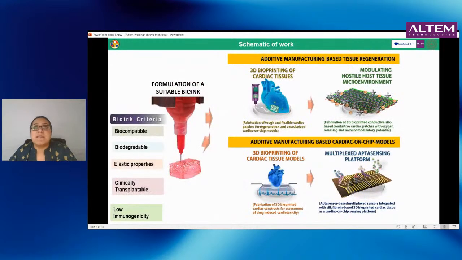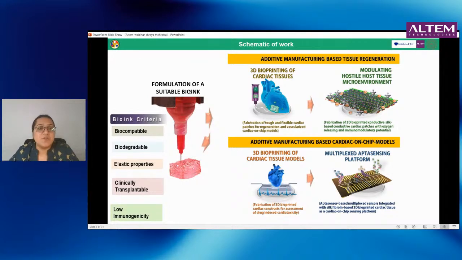So with these four stringent requirements, we try to exploit 3D bioprinting technology for developing 3D cardiac constructs, which can be used for both regeneration and on-chip model construction.